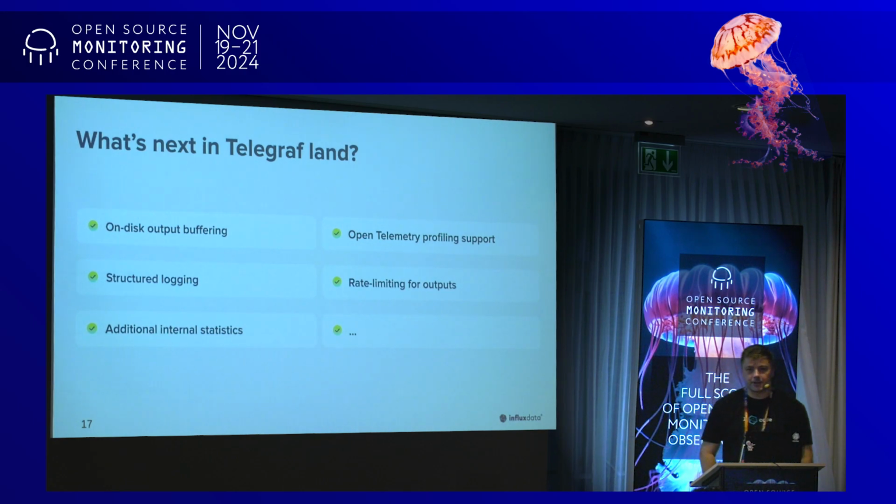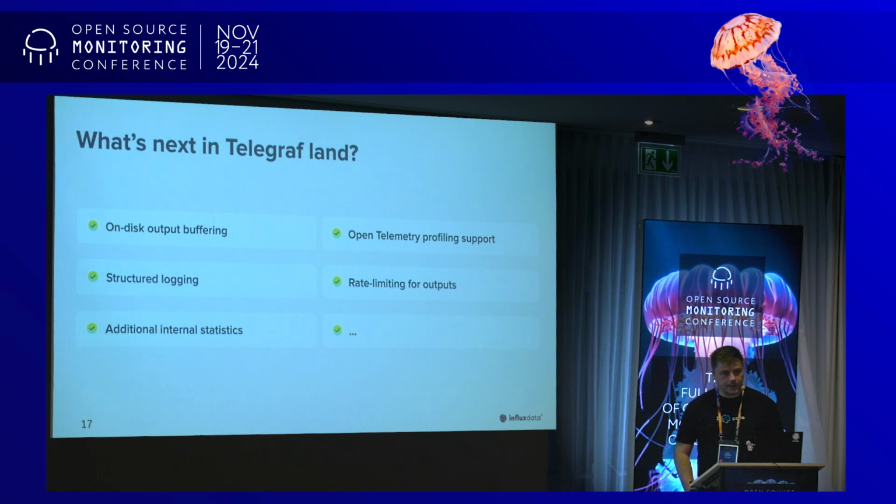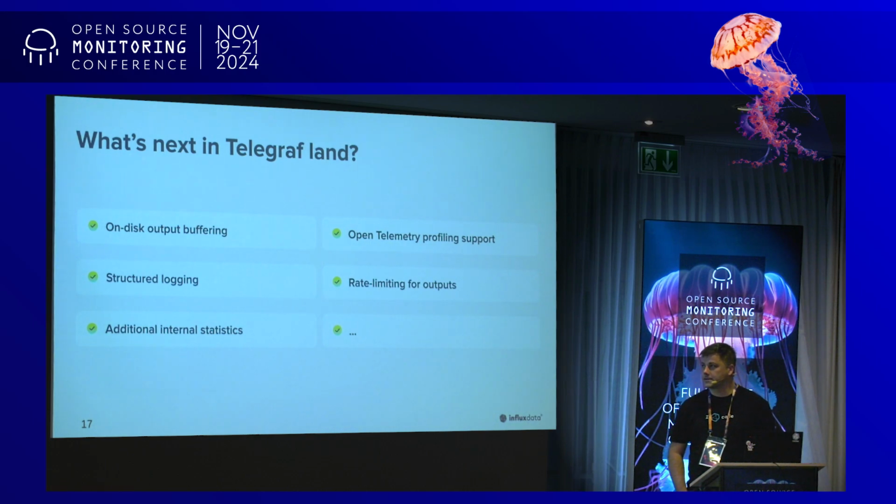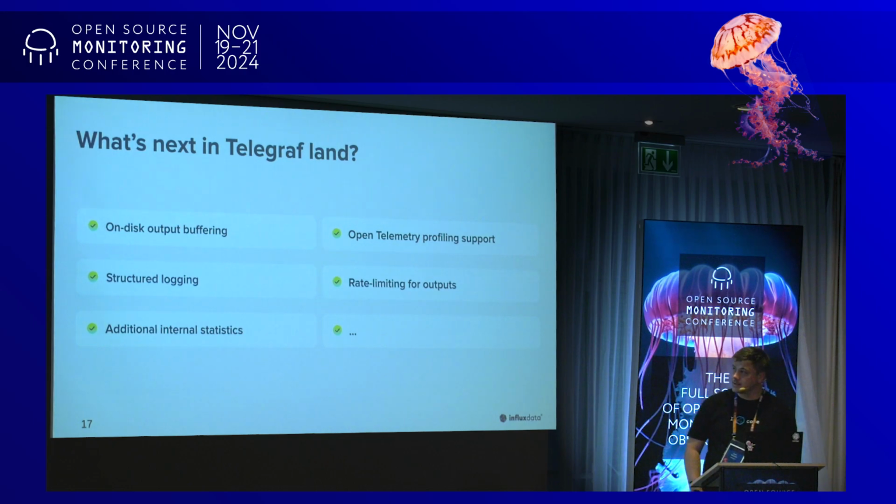Of course, no talk without an outlook. What's next in Telegraf land? We will take on-disk buffering out of the experimental stage at the beginning of December. So with the release you should be able to use it. It's already available now. We marked it as experimental to get some experience and some complaints about it. So far, so good. Nothing too big happened. If you need this, go for the current release.